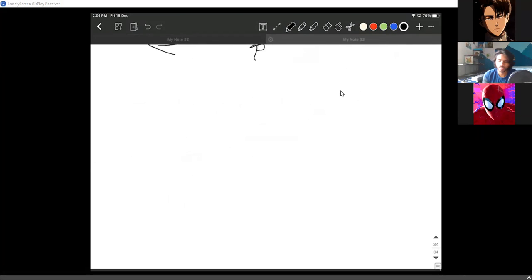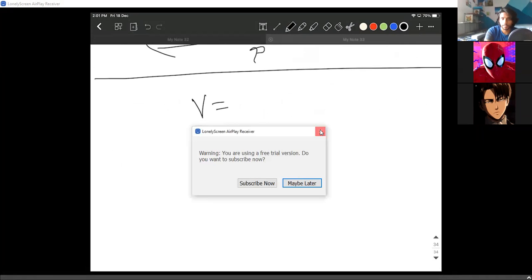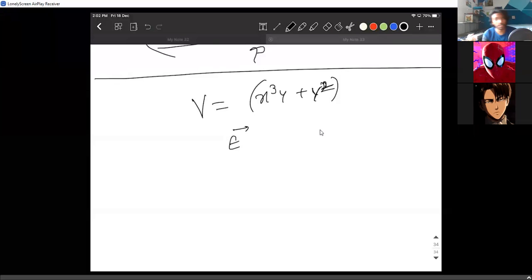Let me give you another question. You people try to answer this. Potential is given as x cube y plus y square. I want the field equation. Take a minute and try to give me an answer. Raise your hand if you get an answer, please.